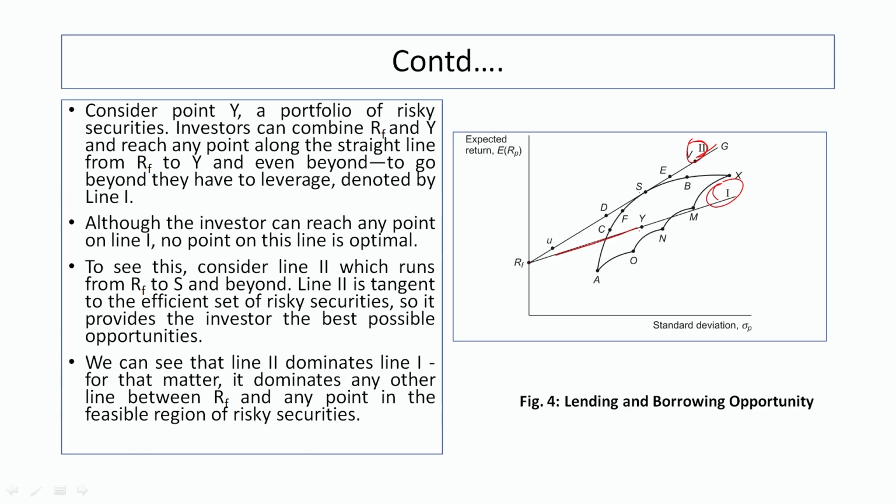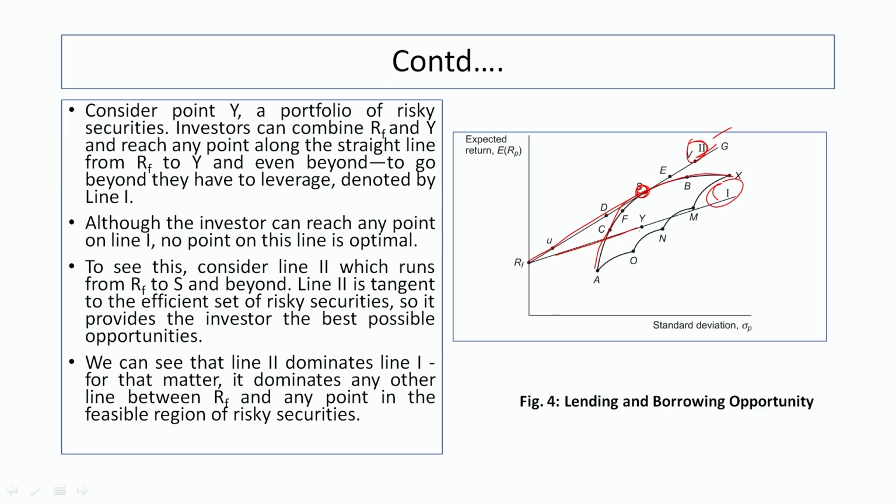Although the investor can reach any point on line 1, no point in this line is an optimum point because it is not tangent to the efficient frontier. So we cannot say at this particular point he is getting any portfolio that is optimal for that particular investor. To see this, consider line 2. If we go to this particular line, here we can see that S is a particular security which is giving the optimal return to the investor. This line runs from RF to S, and beyond this, line 2 is tangent to the efficient frontier, and it is giving the possible opportunities to the investor because this particular efficient frontier is tangent at this particular point.